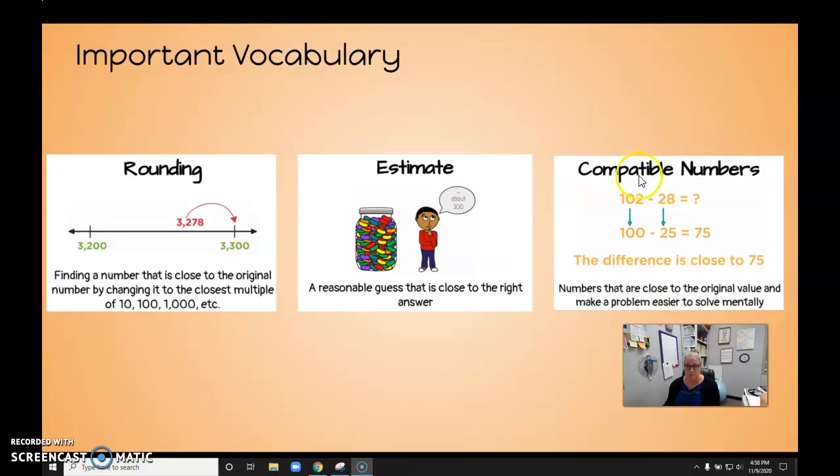And then the last one is compatible numbers. When we use compatible numbers, we use numbers that are close to the original value and make a problem easier to solve mentally. So for this example, they had 102, they rounded that to 100, and 28, and instead of rounding that to 30, they made it 25. The reason they did that is if you think about money, 100 minus 25, I know that I have 75 left, so the difference is close to 75.